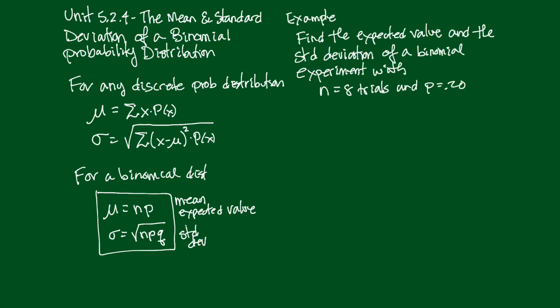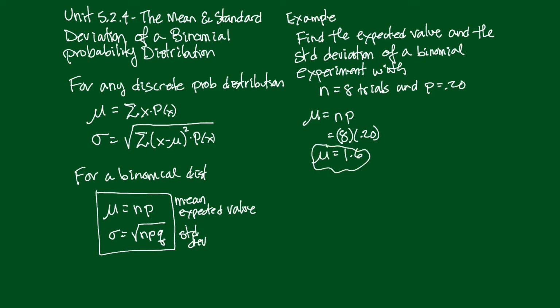So here's a simple example of how to use these formulas. Let's find the expected value and the standard deviation of a binomial experiment where there are going to be 8 trials and the probability of success on a single trial is 0.20. The mean is the expected value, and that's just n times p. So in our case, n is 8, p is 0.20, so we're going to get 1.6.